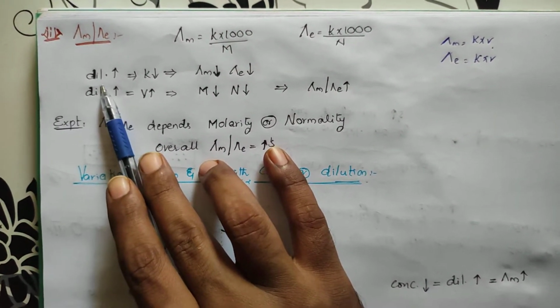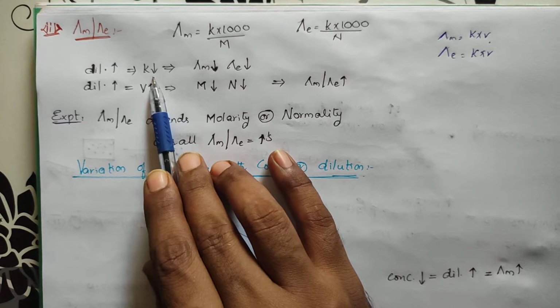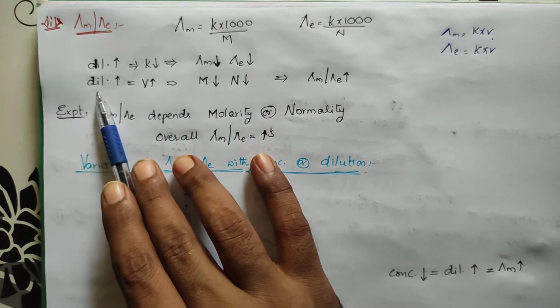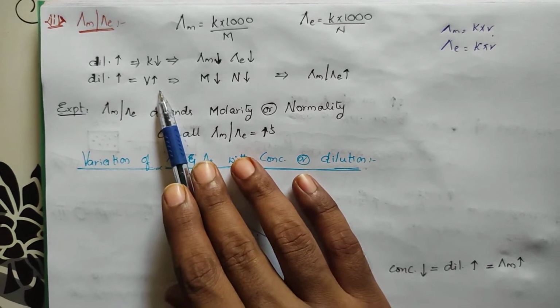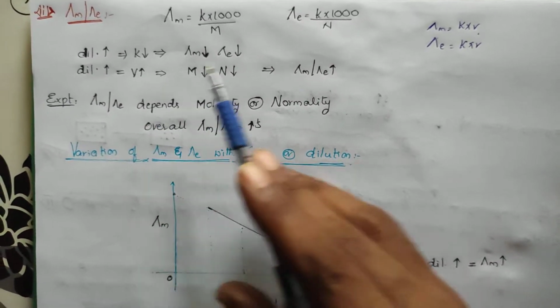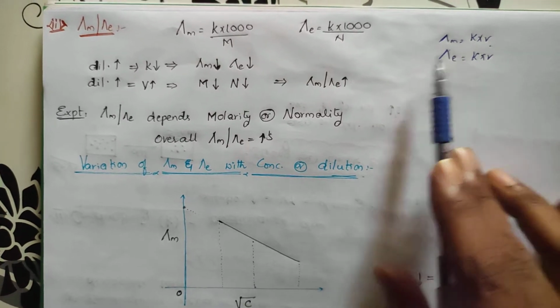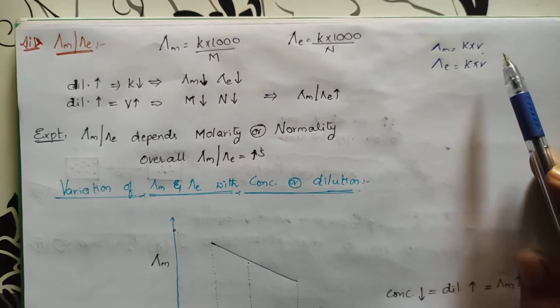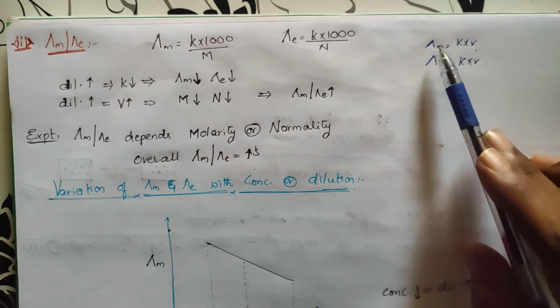So I am talking about two conditions. Dilution increases, K decreases, so lambda M or lambda E should decrease. In the other case, dilution increases, volume increases, so lambda M or lambda E should increase. Okay, here both are opposing each other. Here volume is increasing, this one is decreasing. What is the net result on this one?